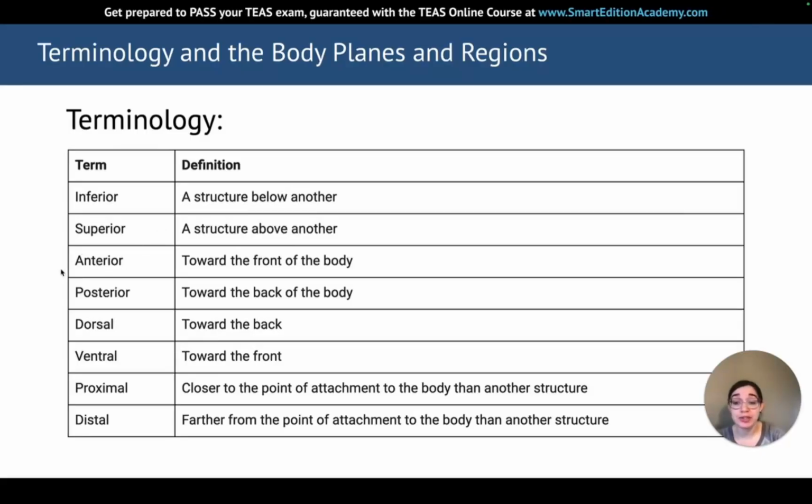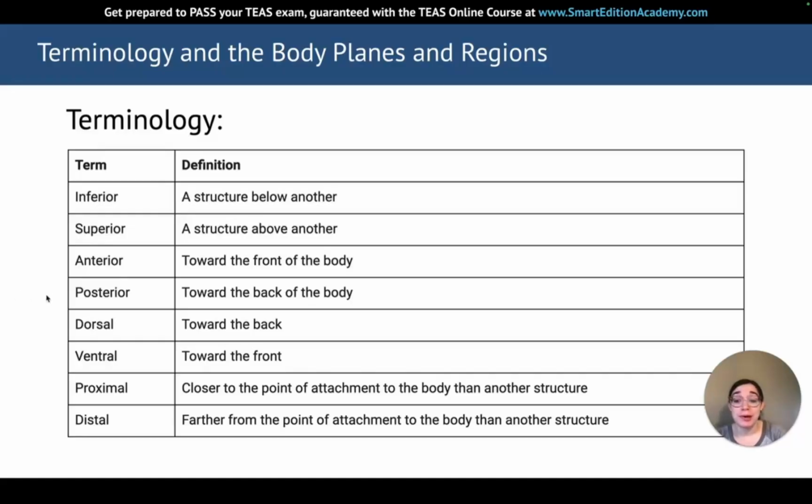Our next two sets of terms, anterior, posterior, and dorsal, ventral, are synonymous. So anterior and ventral both mean toward the front of the body. So think of the ventral cavity that we discussed a moment ago. We saw that that was indeed in the front of the body. So it makes sense that that would be the definition of this word ventral. And again, synonymous with the word anterior.